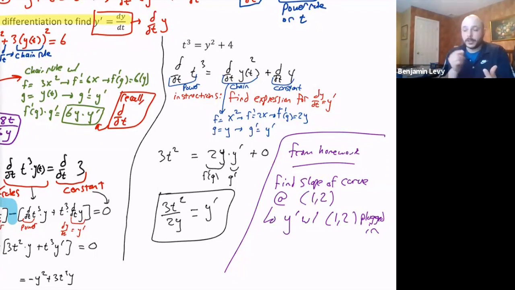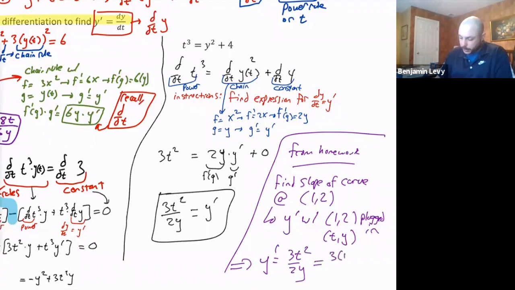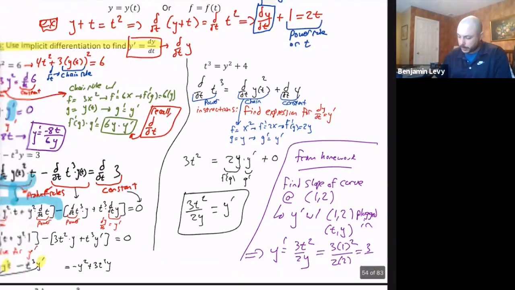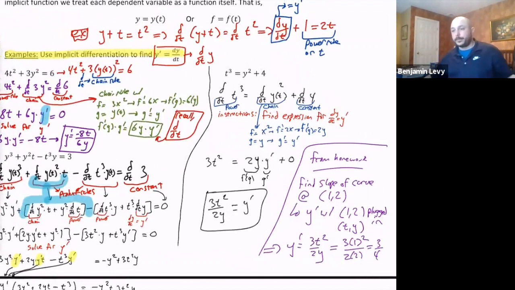And the difference here is usually we just plugged in one variable, like the x or the t. But now there's a y in the expression, and so we need both those points. This is our t, this is our y. And so y prime is 3t squared over 2y. We just plug those numbers in, and we'd have 3 times 1 squared over 2 times 2. So 3 over 4, just as an example. So it's taking it a step further and just plugging points in. There's a couple that look like that.